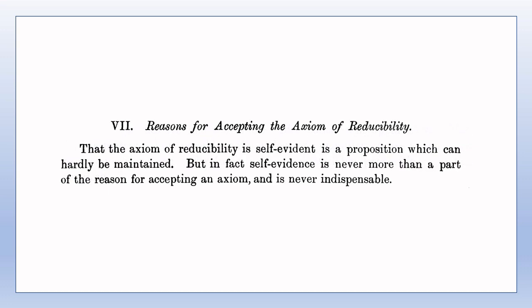After all, they include a section in the introduction, page 62, titled "Reasons for Accepting the Axiom of Reducibility," where the first line reads, "That the axiom of reducibility is self-evident is a proposition which can hardly be maintained. But in fact, self-evidence is never more than a part of the reason for accepting an axiom, and is never indispensable." So it seems that Whitehead and Russell had already decided to hedge their bets a bit regarding the axiom of reducibility, even in the first edition of Principia Mathematica. And I certainly don't want to get into a full-blown critique of the axiom of reducibility, but I personally find the axiom of reducibility fascinating because of the controversy that it caused.